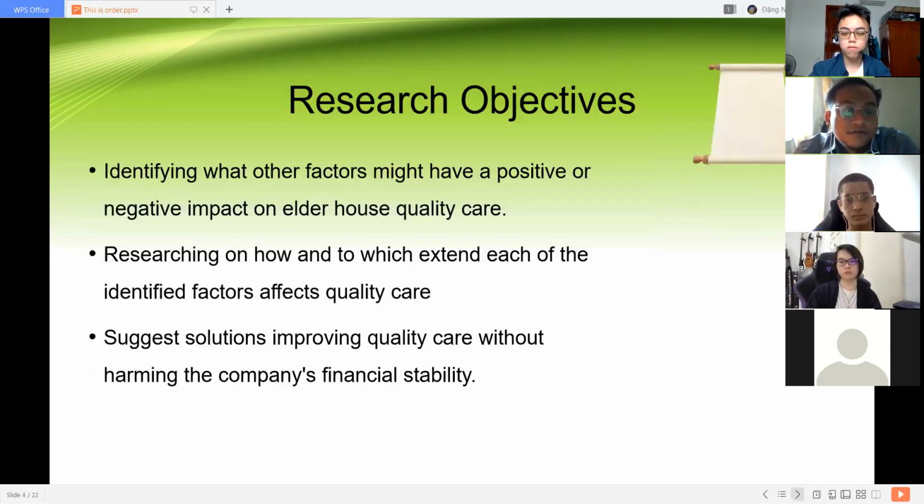Next slide. So how do we solve our research aim? There are three objectives. First, we identify what factors might have a positive or negative impact on elder health quality care, which I will show you in our next slide, the conceptual framework. Second, to what extent each of the factors affects quality care, meaning which variables have a strong or weak relationship with the dependent variable. Thirdly, we provide recommendations and solutions to improve quality care without jeopardizing the company's financial capacity. Next slide.